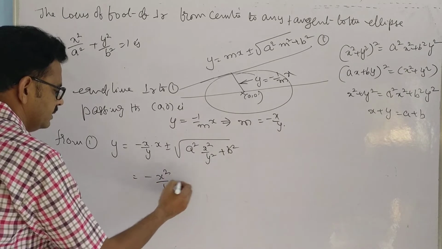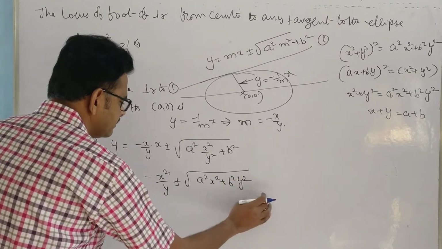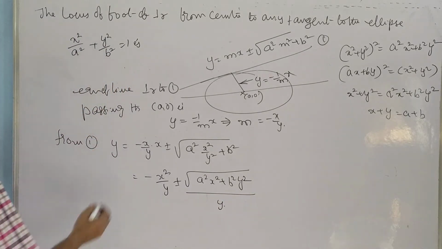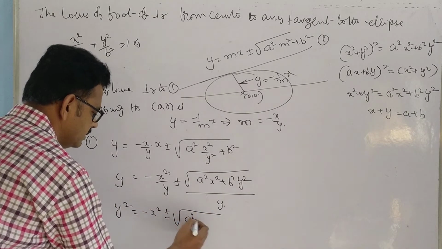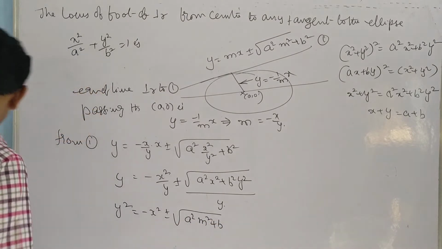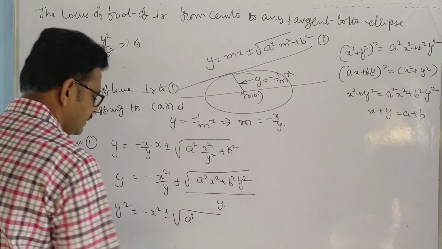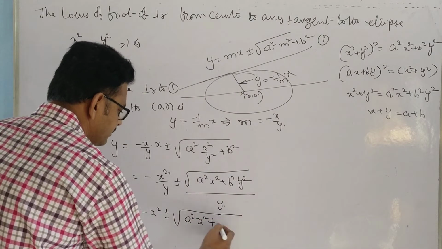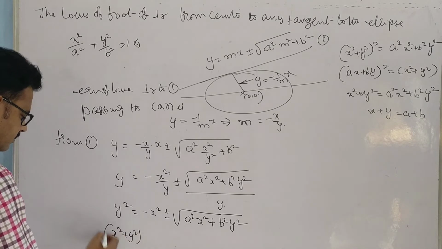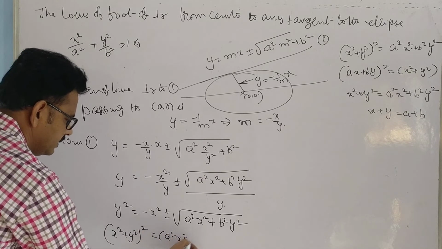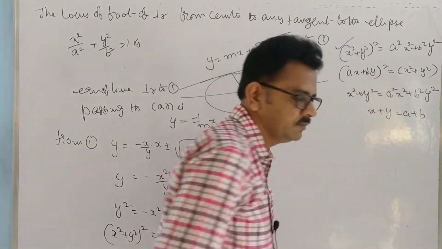Minus x square by y plus or minus root of a square x square plus b square y square by y square, root of y square is y. So this is cross multiplication. y square is equal to minus x square plus or minus root of a square x square plus b square y square. Now you take this side and square on both sides. x square plus y square whole square is equal to a square x square plus b square y square. So the first option is the answer. Okay, write down.